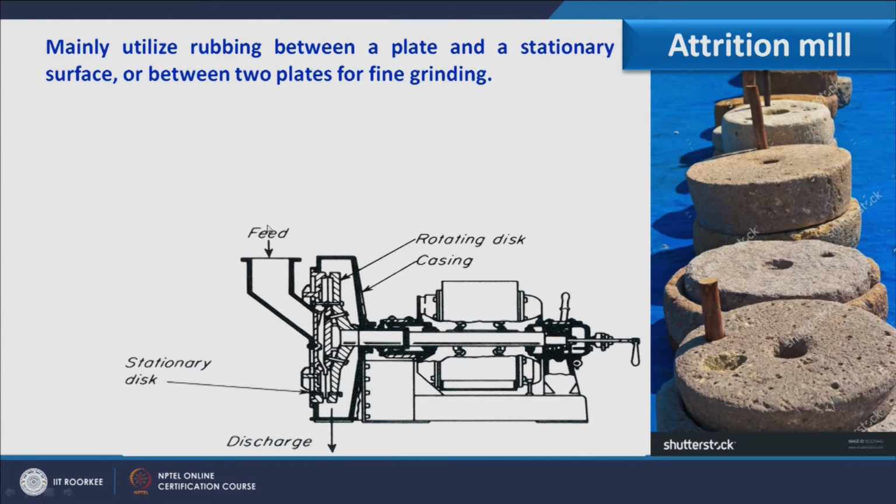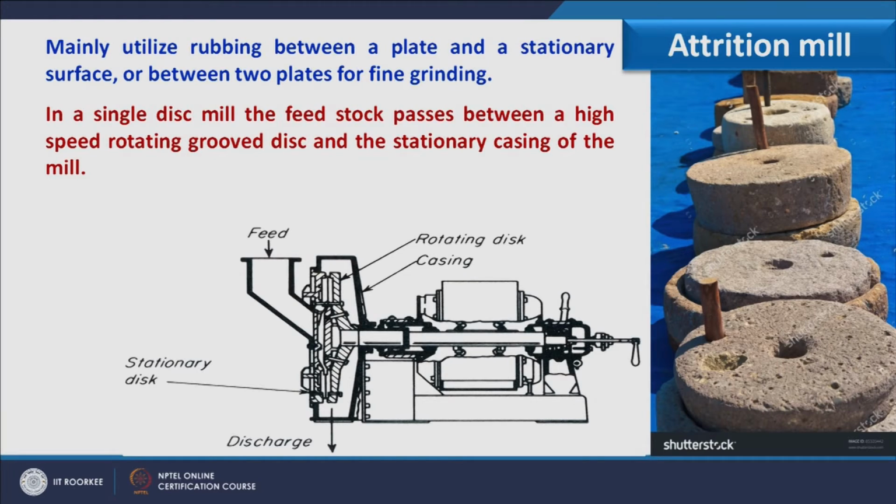Now, here what happens: feed comes from the top and falls in between two plates, in which the first plate from this side is the stationary plate and another plate is rotated continuously. Due to this rotation, with one plate stationary, continuous attrition or rubbing takes place, and whatever material is falling in between will be crushed by rubbing action.